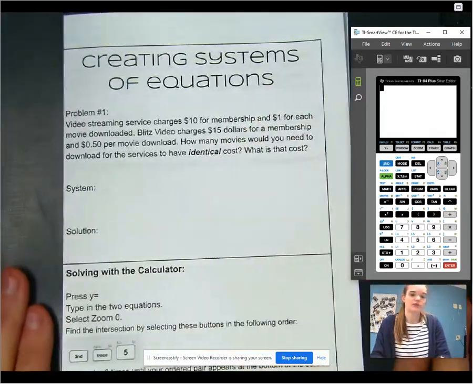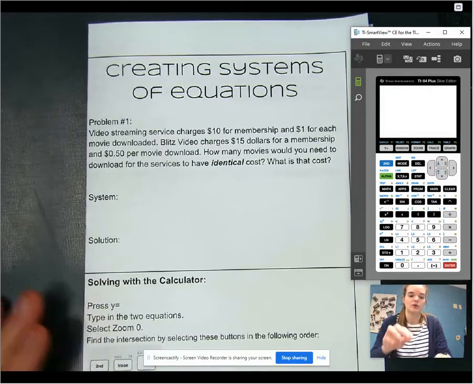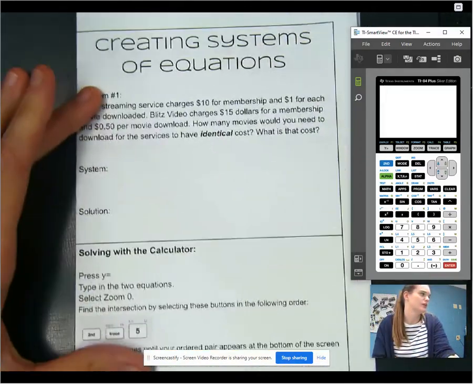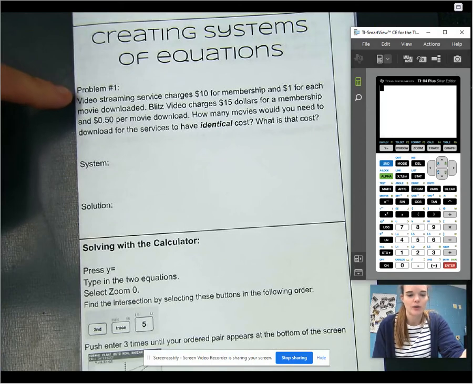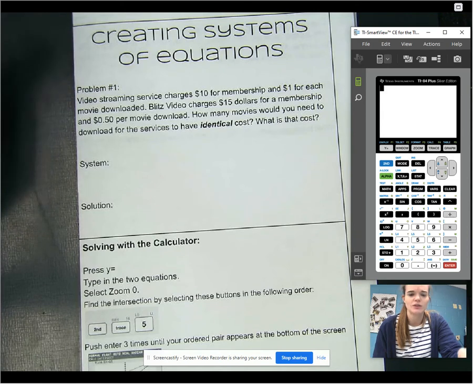Okay, so we're creating systems of equations and we're going to solve by graphing, but we're going to graph on the calculator. It's going to tell us where the intersection point is. All right, problem 1. A video streaming service charges $10 for membership and $1 for each movie download. Blitz Video, which is another company, charges $15 for a membership and 50 cents per movie download. How many movies would you need to download for the services to be identical, and what is that cost?